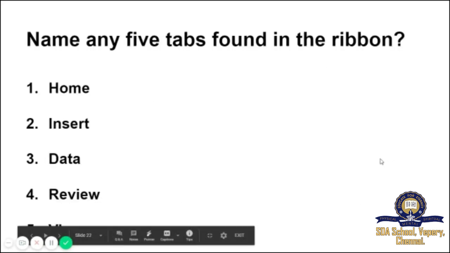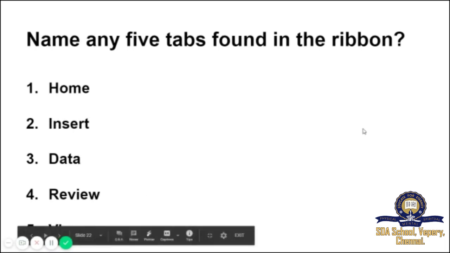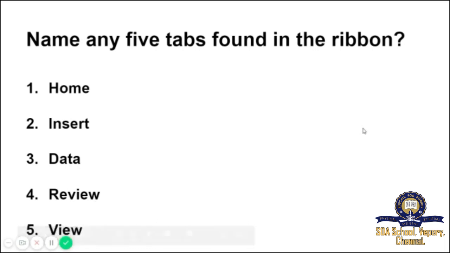Next, name any 5 tabs found in the ribbon: Home, Insert, Data, Review, View. These 5 are tabs found in the ribbon.